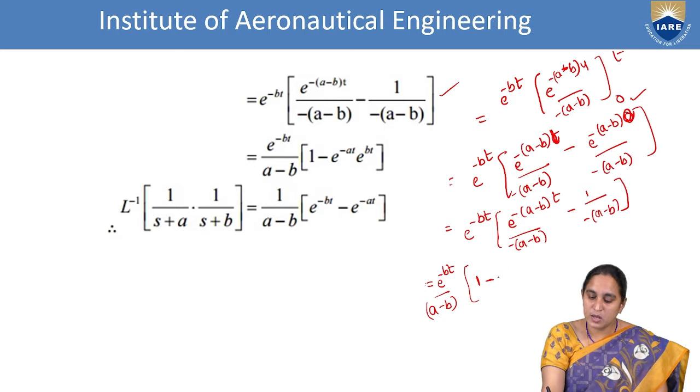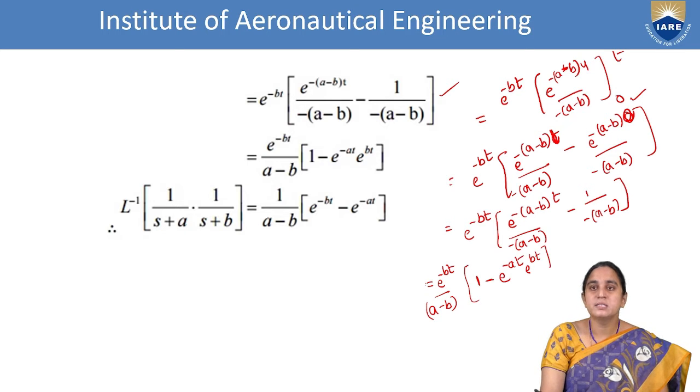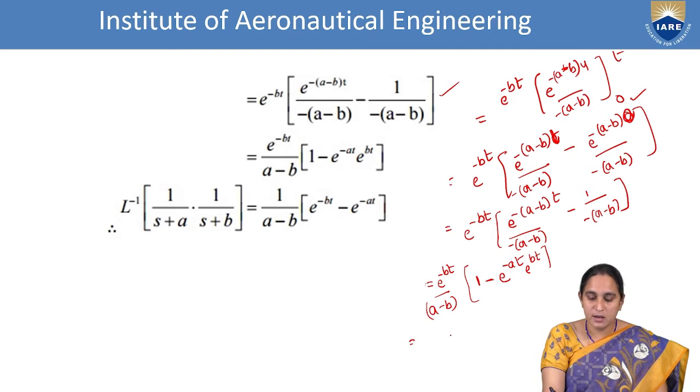1 minus e power of minus at into e power of bt. Already I'll take a minus b as outside denominator part, that's why here I'll write 1 as first term, that is 1 minus e power minus at into e power of bt. After that, I'll take e power minus bt inside the brackets.